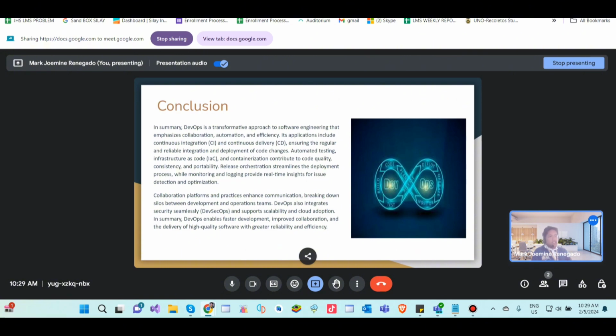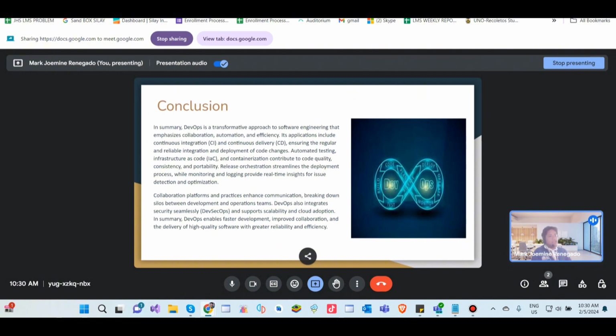So last, the conclusion. So in summary, DevOps is a transformative approach to software engineering that emphasizes, number one, collaboration, automation, and efficiency. So those are the three main parts of DevOps. Its applications include continuous integration or CI and continuous delivery or CD, ensuring the regular and reliable integration and delivery of code changes. Automated testing, infrastructure as code (IaC), and containerization contribute to code quality, consistency, and portability.